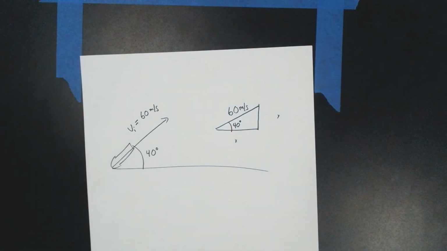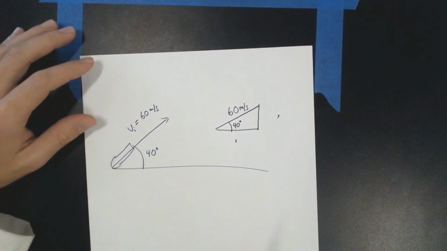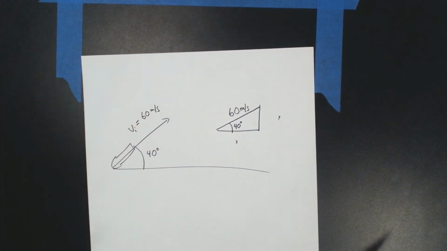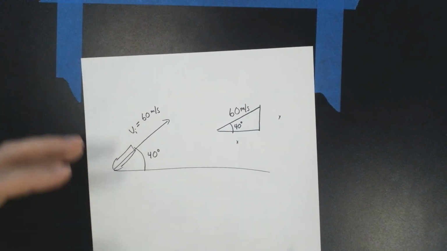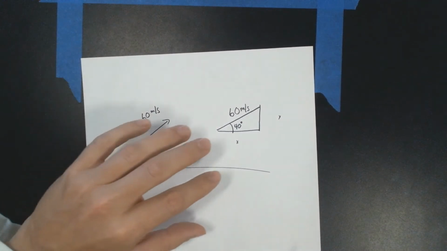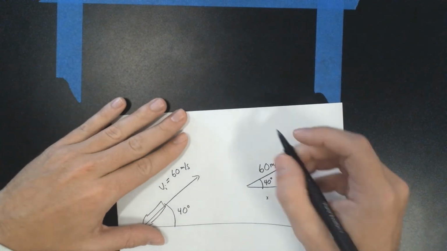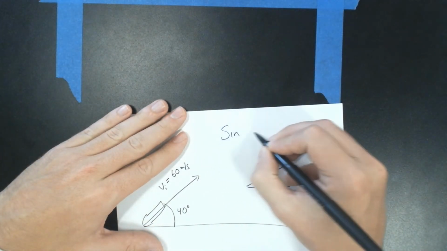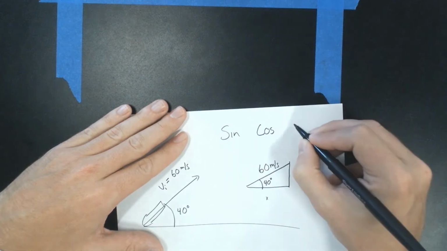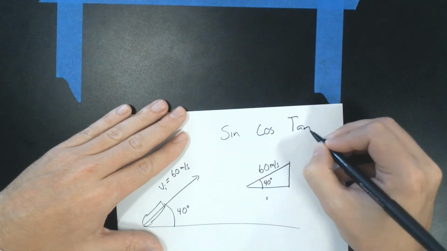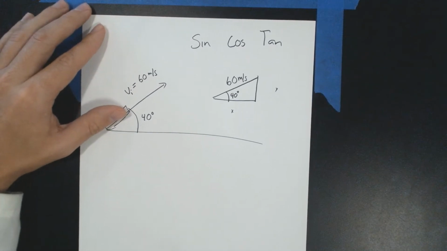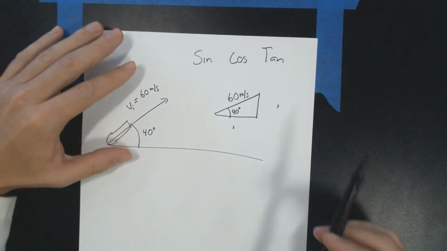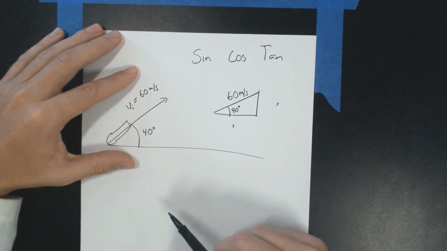And so at this point, if you've had slightly more advanced math, or you've taken some trigonometry, you should immediately recognize we're going to have to use three different functions that can help us break this thing down. If you're familiar with them, you'll recognize immediately sine, cosine, and tangent. And we're going to use sine, cosine, and tangent to break down this velocity into its x and y components.